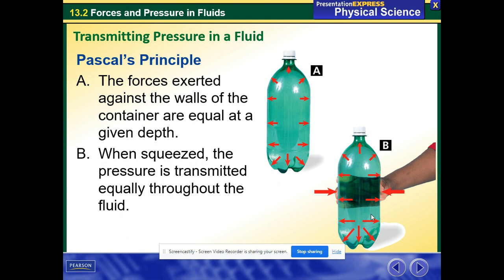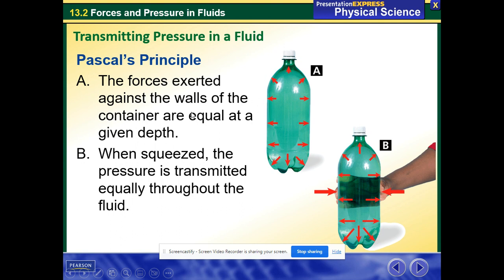So if you're a visual person like me, hopefully this slide will help you. The first bottle is a picture of a bottle. Of course, it has a fluid in it because remember, a fluid can be gas or a liquid. And the second picture shows the same bottle, but it's being squeezed or a force is being applied to it. So in bottle A, one thing I do want to point out is it states that forces are going to be exerted on the walls of the container. So that's why we see red arrows all on the walls of the container.